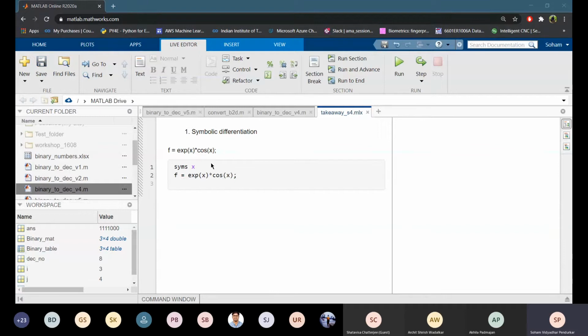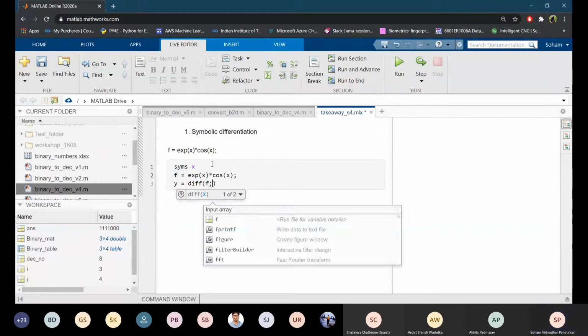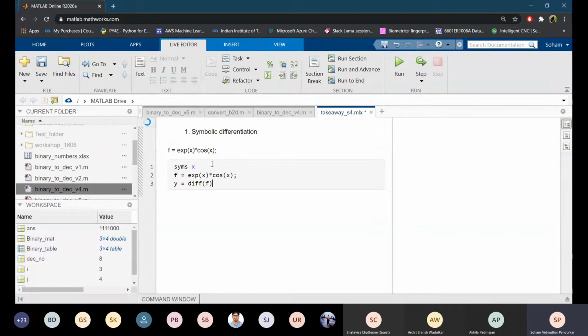Then I want to differentiate f and store it in a variable y: y equals diff of f. Let's see what happens. See, it gave us the result. It's that simple. It just gave us what we wanted.